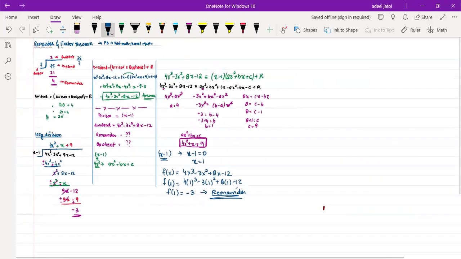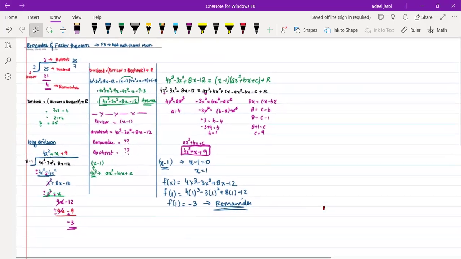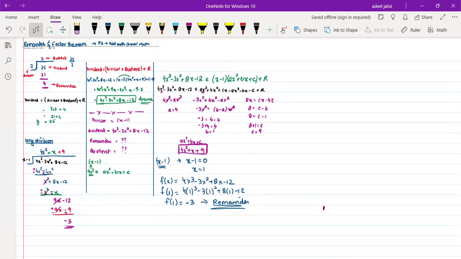So this can be used as a technique when we will not be using the long division method, and we can directly solve for the value without the long division method.